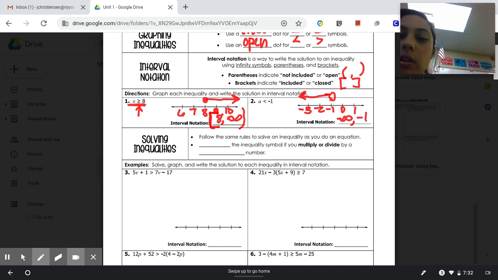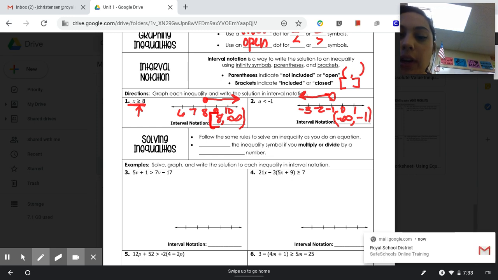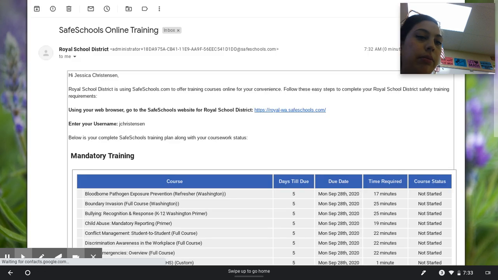Always with infinities, we're just going to use the parentheses because we can't include that number. And then because the -1 doesn't have an equal to underneath it, it's not equal to -1, it doesn't include that, so we're also going to use the parentheses over here. Okay, oops, shoot, that's not what I wanted.